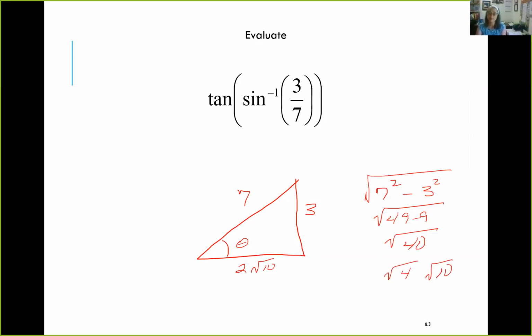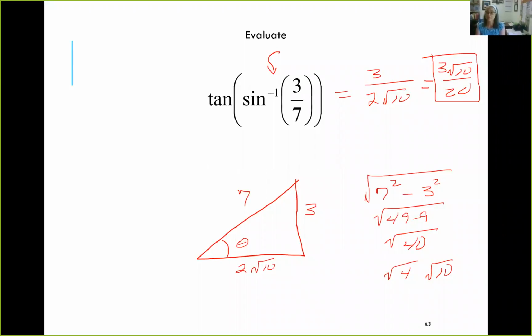What is the tangent? Tangent's the opposite side over the adjacent side. So that will be 3 over 2 square root 10, or if we rationalize our denominator, that's going to be 3 square root 10 over 20. Okay? The output of the inverse sine is an angle. But we don't really care because what we want is the tangent. So the tangent of the angle whose sine is 3/7 is 3 root 10 over 20.